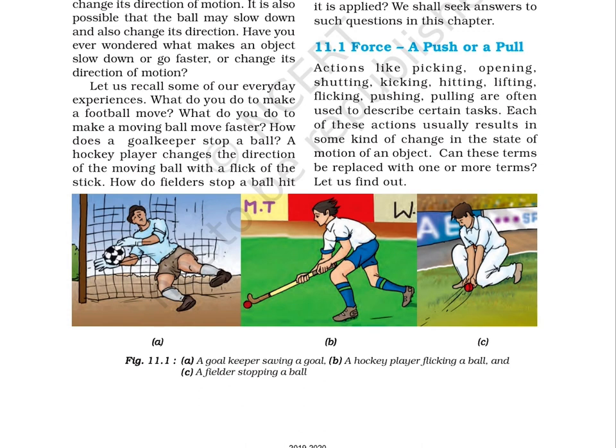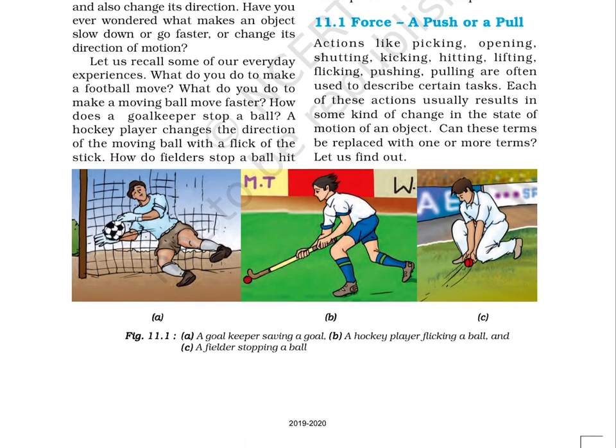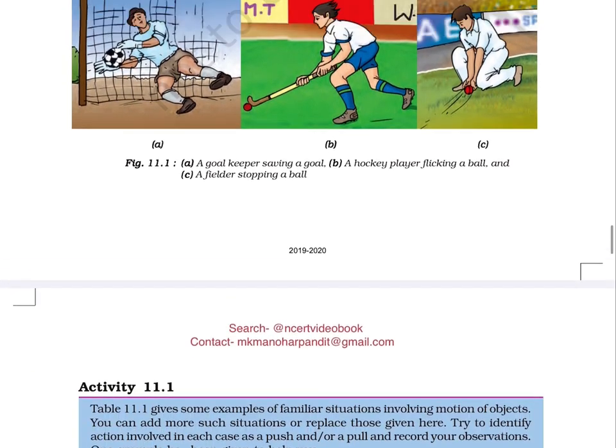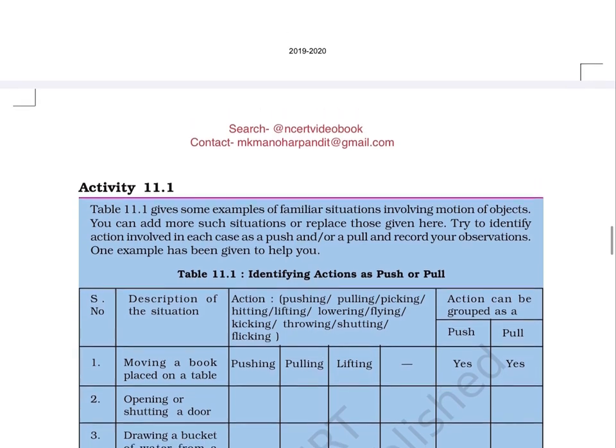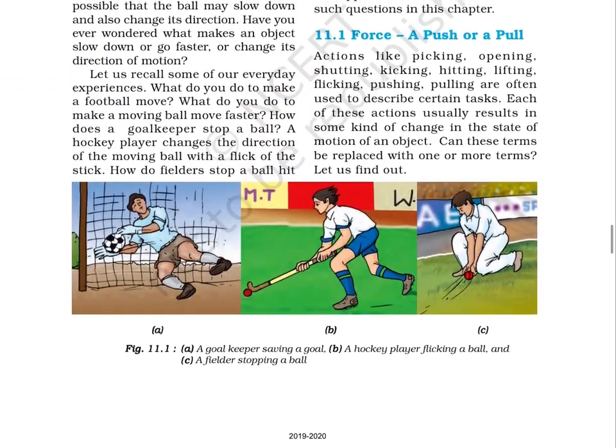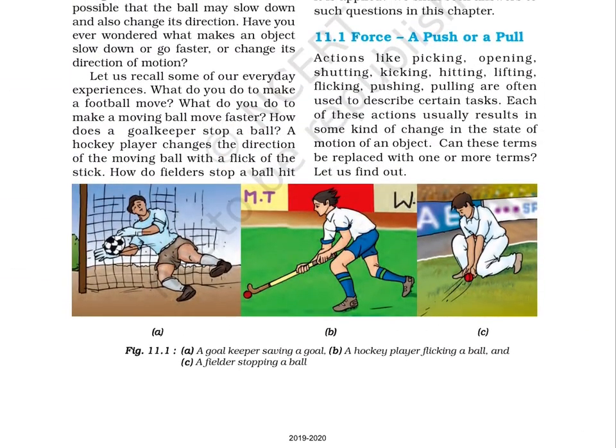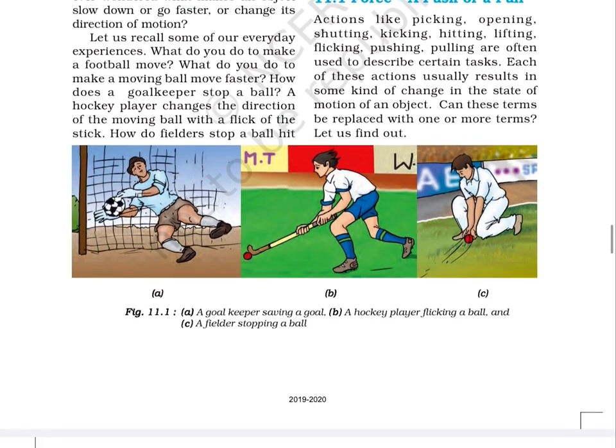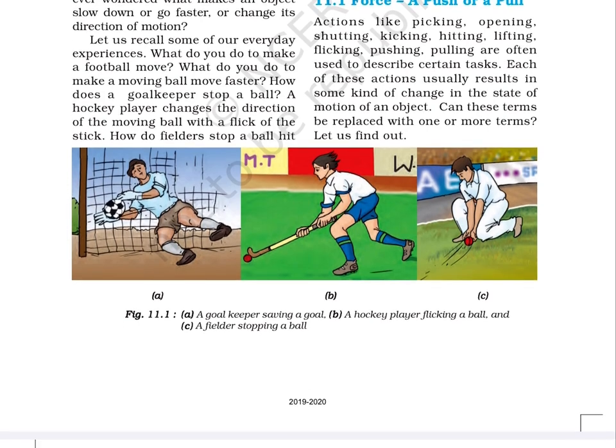Figure 11.1. A: A goalkeeper saving a goal. B: A hockey player flicking a ball. And C: A fielder stopping a ball. Figure 11.1 has three images. In image A, we can see a goalkeeper saving a goal. In image B, we can see a hockey player flicking a ball. And in image C, a fielder is shown stopping a ball.